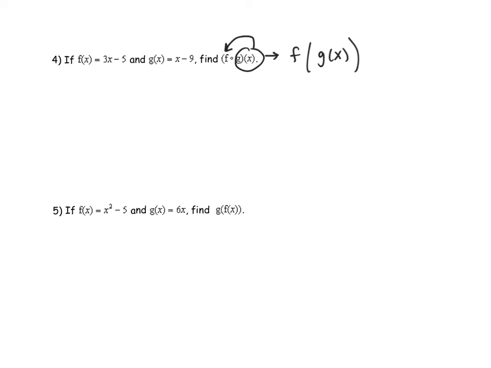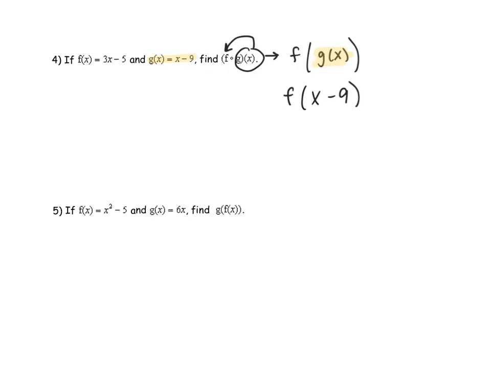But if you notice, this problem is a little different than before. There's no number to do. So we're actually going to take this entire g of x function. So this whole thing, I'm going to replace it in here. So basically what I want to find is f of x minus 9, because x minus 9 is what g of x is equal to. So g of x is equal to x minus 9. So I want to find f of x minus 9.